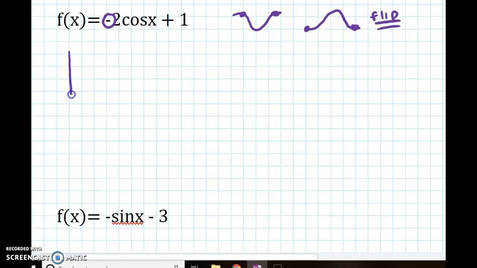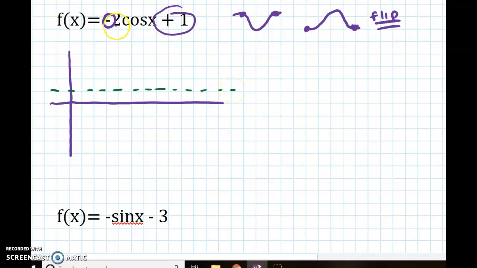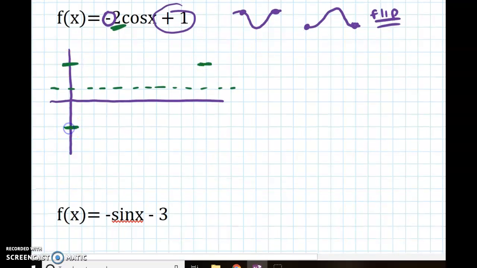So go ahead and draw your coordinate plane here. This whole thing first shifts up 1. So your midline is now at 1. This amplitude is at 2. So we're going up 2. This is your new maximum, and this is your new minimum. And again, this negative, instead of cosine starting at the top and ending at the top, it's going to start at the bottom and end at the bottom. Label your scale real fast. Pi over 2, pi, 3 pi over 2, and 2 pi.